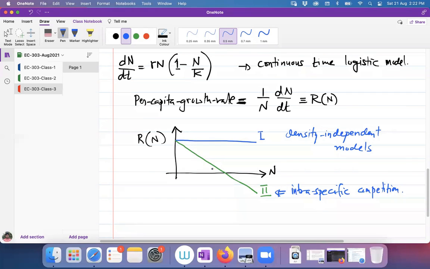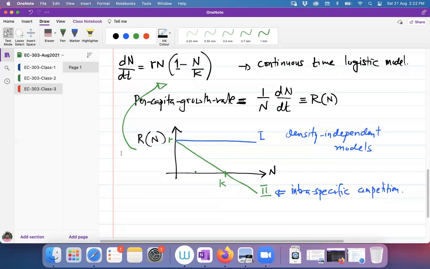And then you have a very simple straight line here. If the value here is r, and if the value of population size here is k, with this we actually get this equation: dn by dt is equal to rn times (1 minus n/k). Okay, so this is what we call the continuous time logistic model.